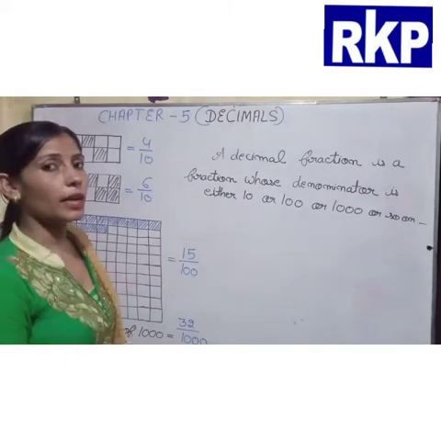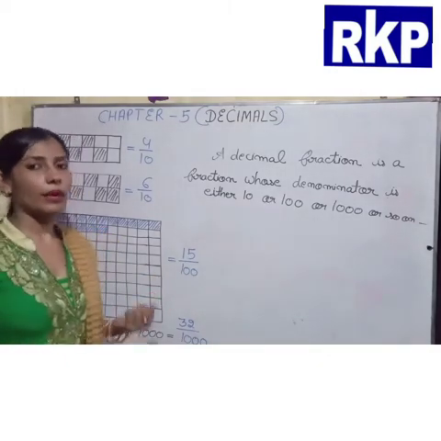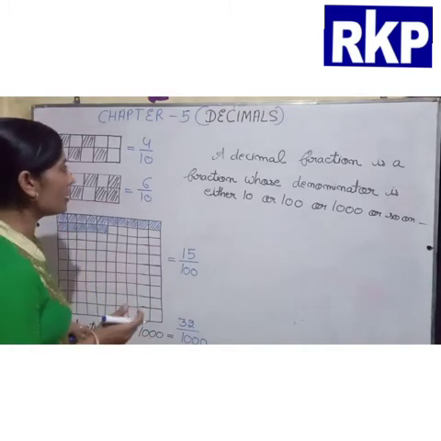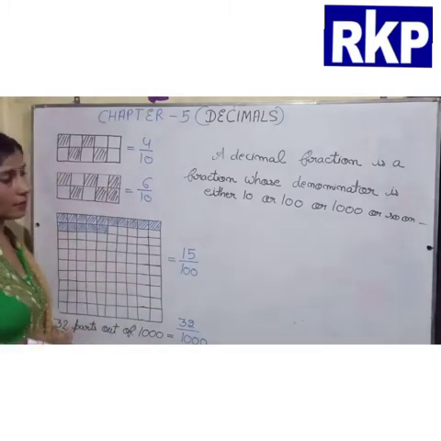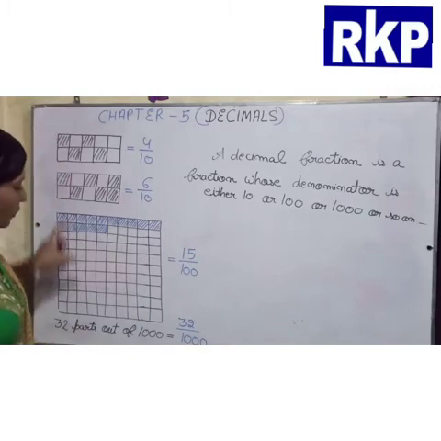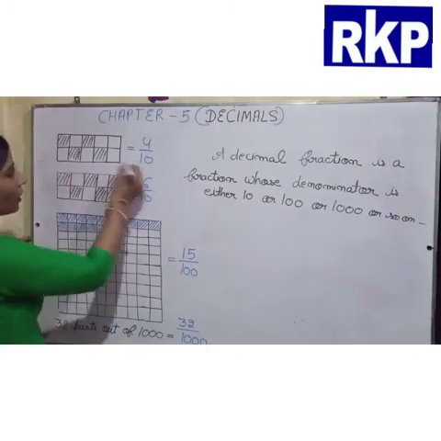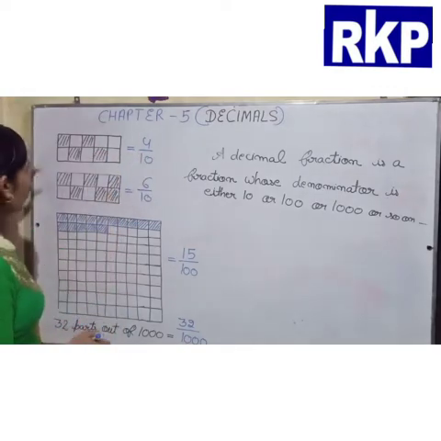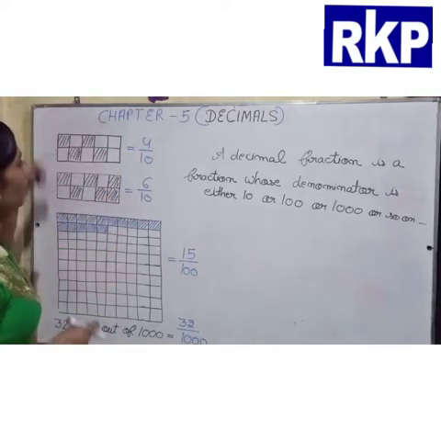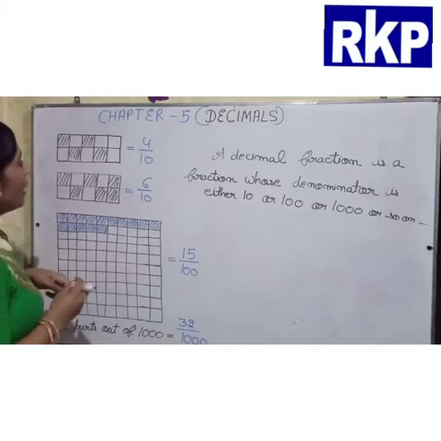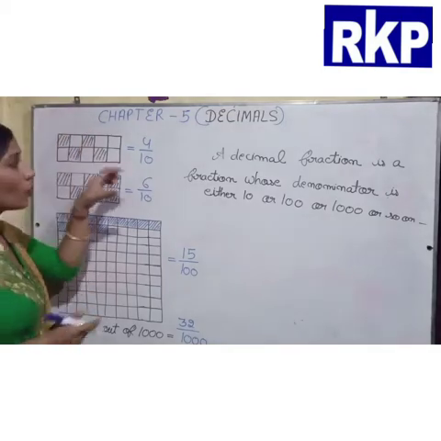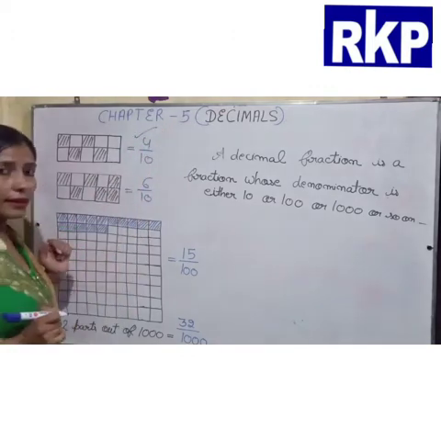Students, we have already discussed fractions. And today also, first of all, let us see some interesting fractions. Here we have some figures and here I have written the fraction for these figures. In this figure we have a total of 10 parts and out of 10, 4 parts are shaded. So the fraction is 4 by 10.